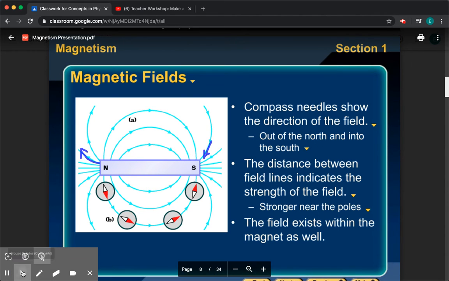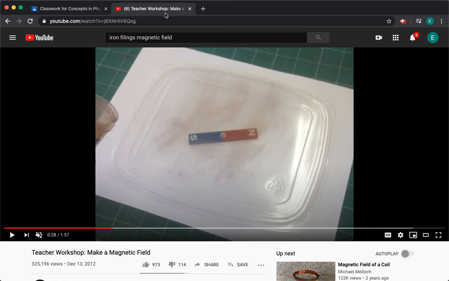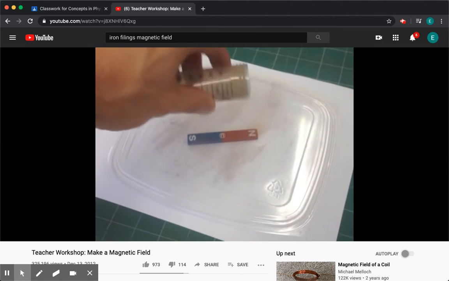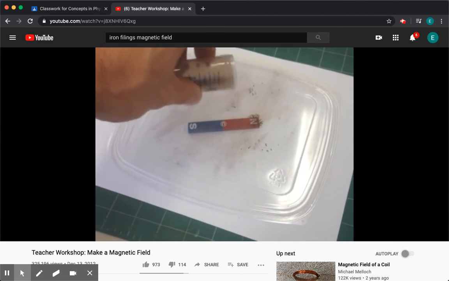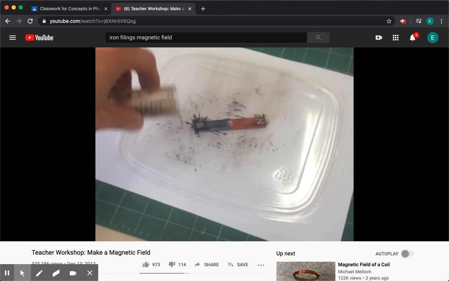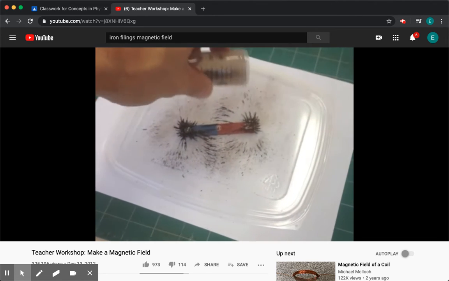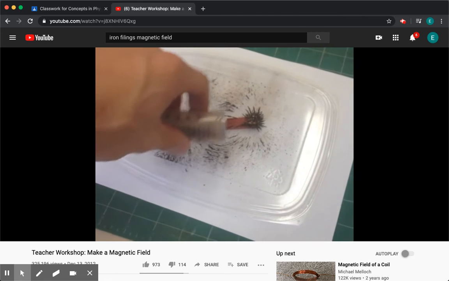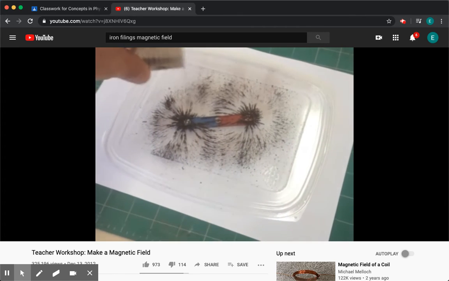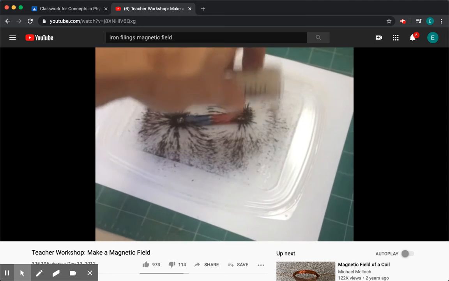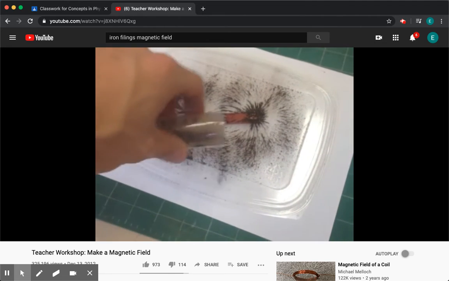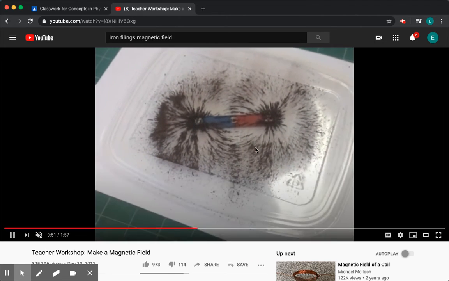And I'll show you right now with the video. This is a demo that we would actually do in class, but unfortunately, with everything going on, we can't. But this is going to prove that those lines are actually legit. So if you have a magnet and what he's pouring is iron, those are iron filings. If you pour the iron filings on the magnet, you can see the field lines. That is what they actually look like. It goes out of the north and into the south. Those field lines, this is actually what they look like.